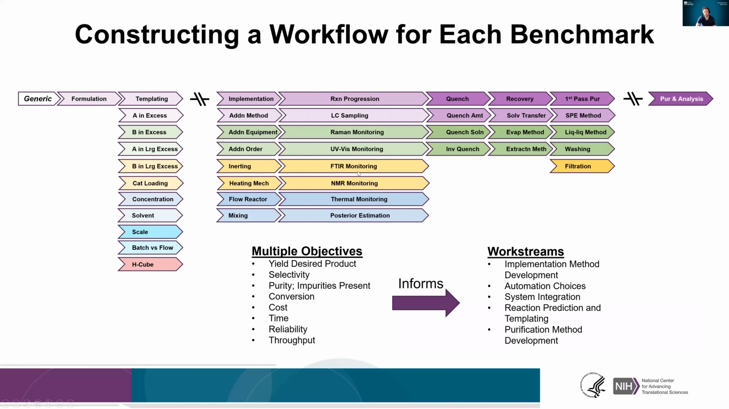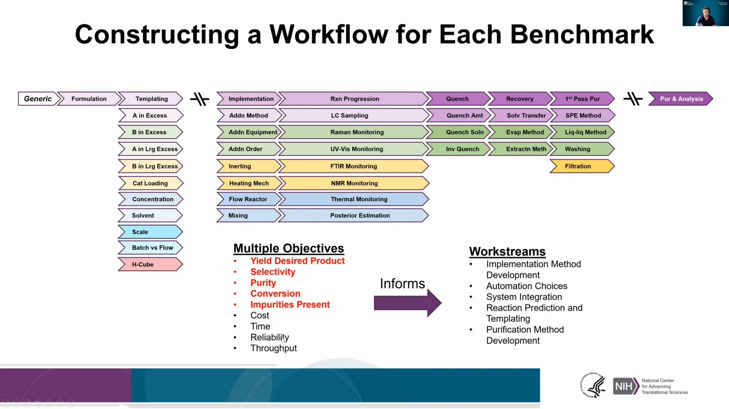But overall, with the chemistry, we have multiple objectives, not just yield. There might be selectivity for different diastereomers or side products. There might be impurities, conversion, cost, time, reliability, and throughput as objectives too. All of those things will inform how our work streams are set up, whether it's the implementation method development, different automation choices, system integration, like I mentioned with informatics and the reaction prediction and templating, and then purification method development.